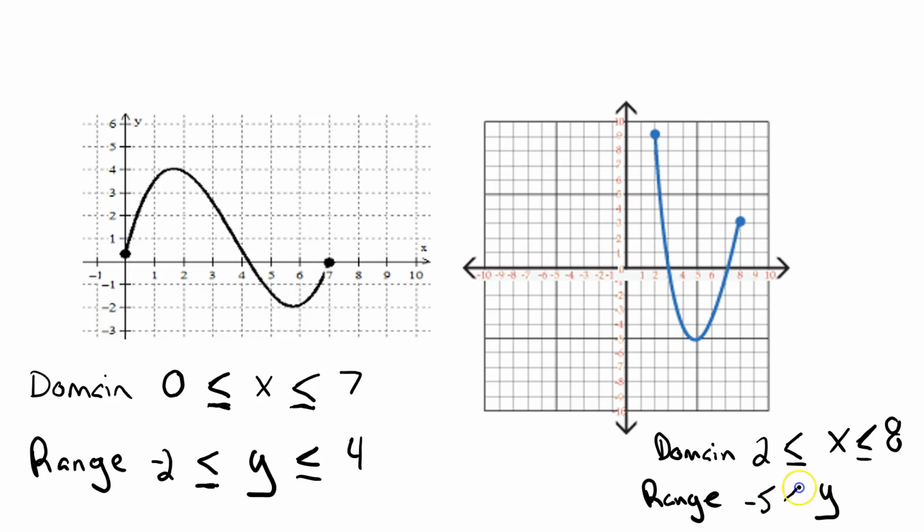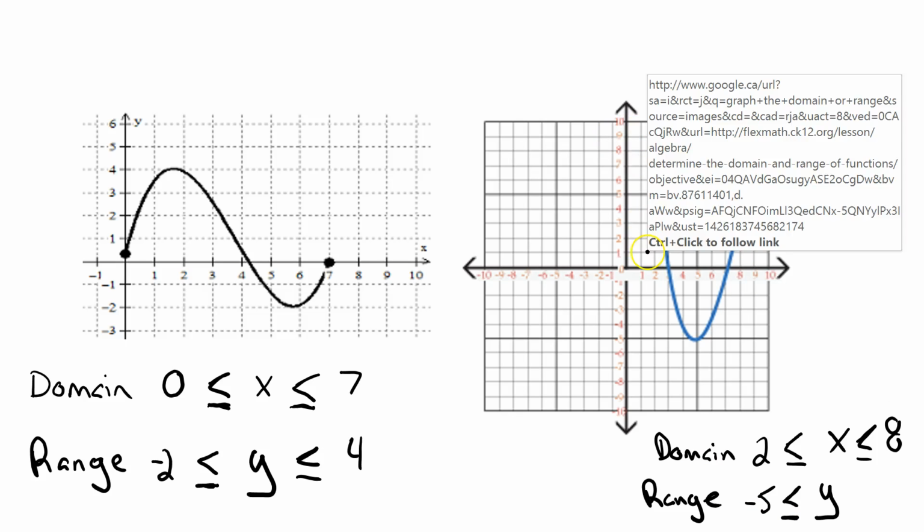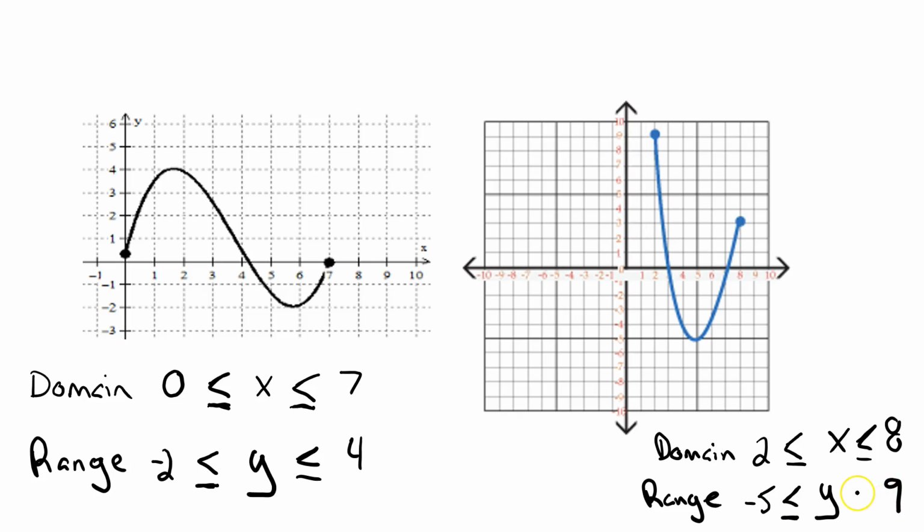and greater than -5, but we could be equal to it. And at the top, looks like my highest is 9. And yes, it could be equal to 9. So I've got my range. My y has to be greater or equal than -5, smaller or equal to 9.